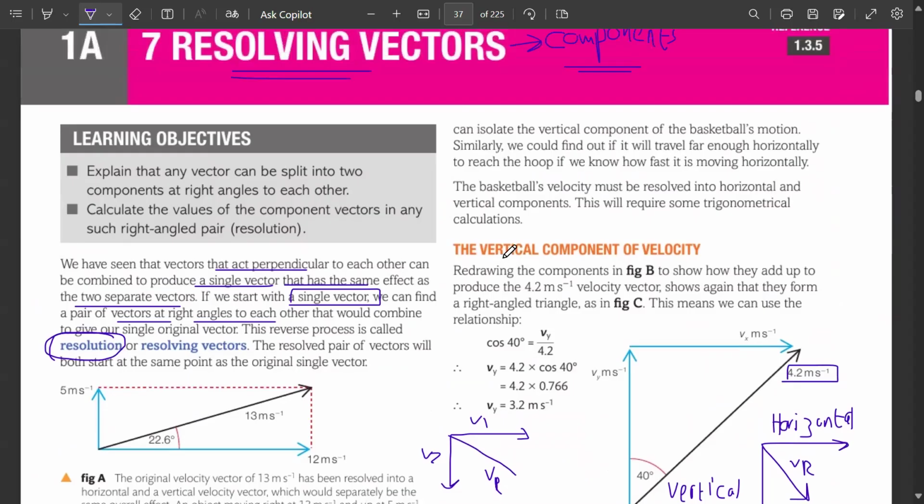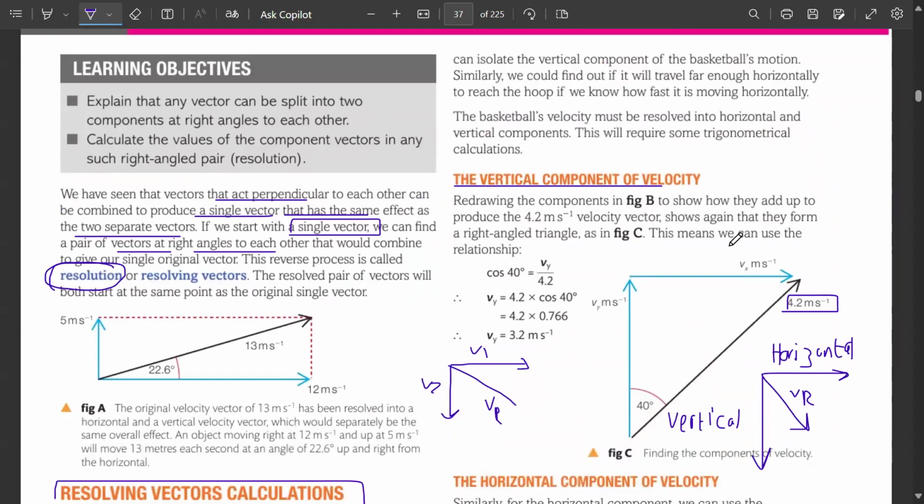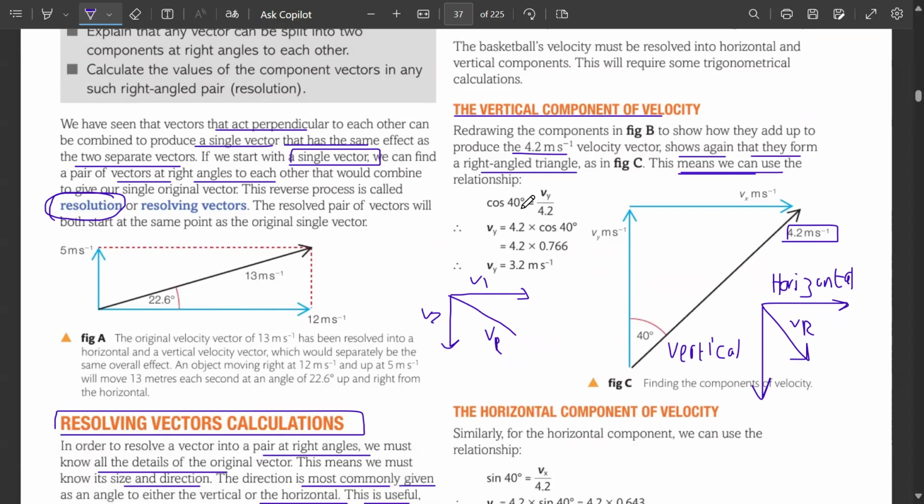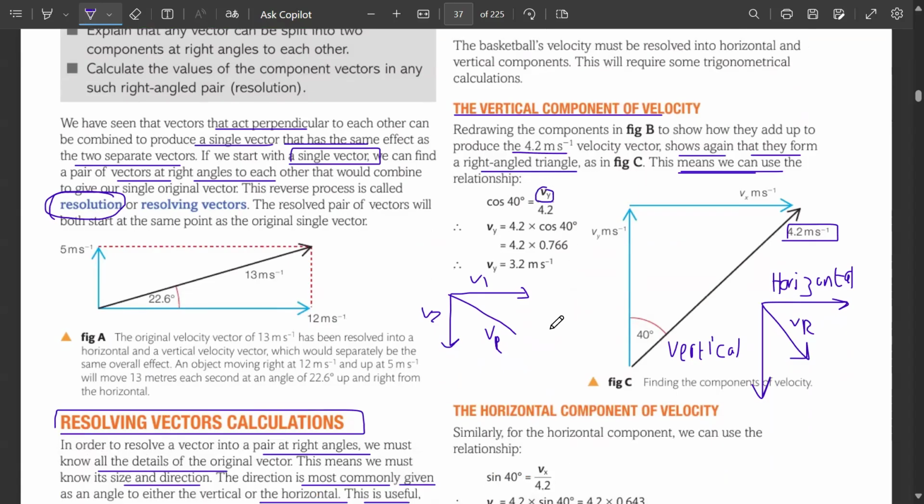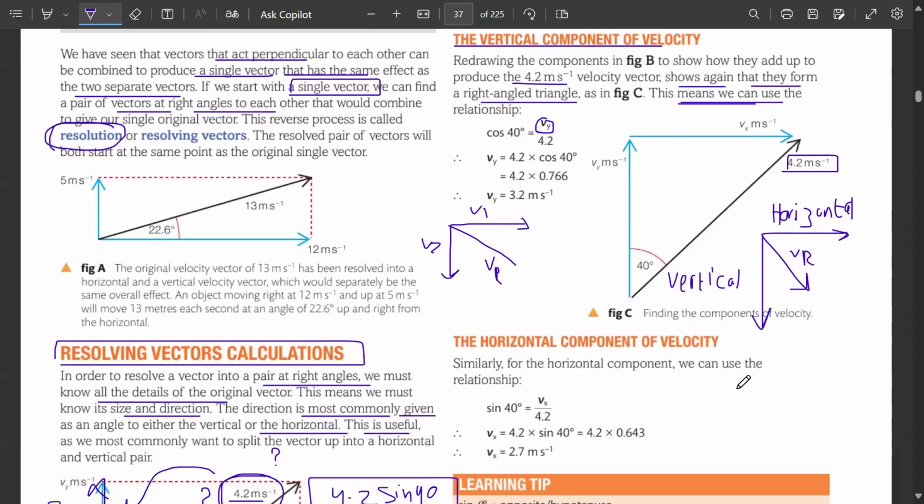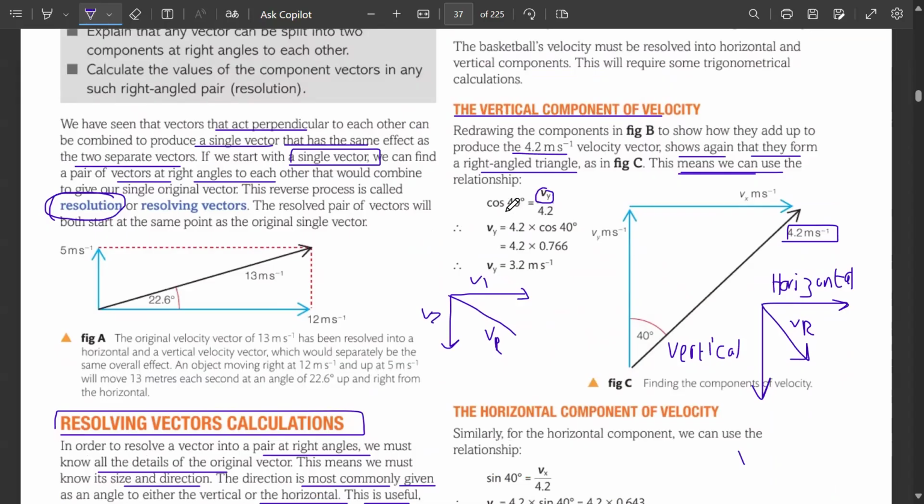Now what did you do? Finding the vertical component of velocity. Redrawing the components in figure V to show how they add up to produce the 4.2 meter per second velocity vector, they again form a right angle triangle. This means we can use the relationship. So if I want to find the vertical component, what is the formula? It's always Vx over Vy. ठीक है, याद रखिए, it's always x over y. So I can say कि Vy over 4.2 is equal to cos 40. And if you want to find Vy, it's going to be 4.2 cos 40. तो ये आपको Vy आ जाएगा.